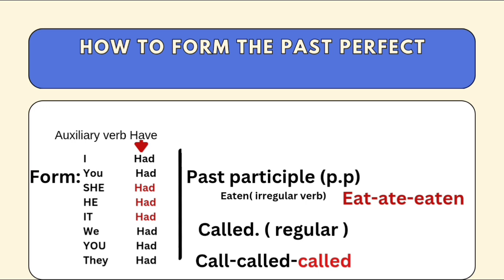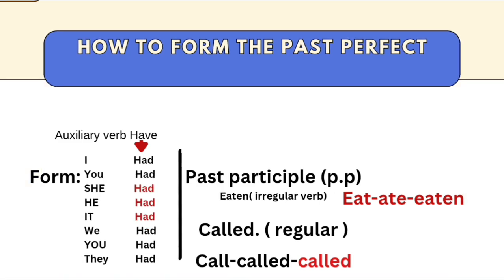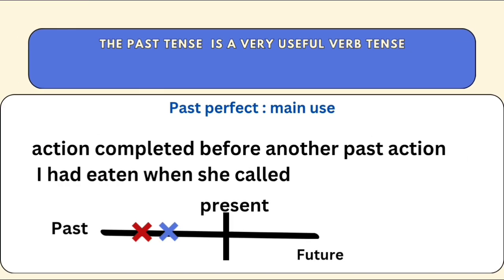So she had eaten. Or when we say it fast, she'd eaten. But if you have a regular verb like call, you have to use the third one also, and it looks like the simple past, but it's not the simple past, it's the past participle. So he had called. Now, the past perfect is a very useful verb tense.